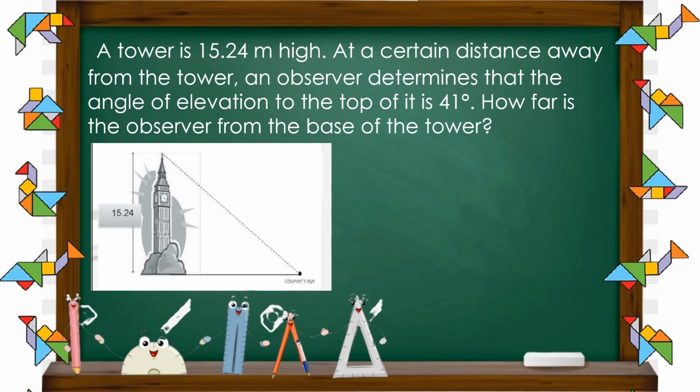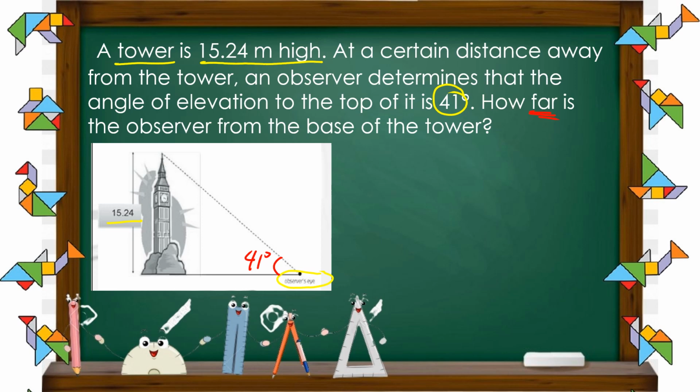So let me read the problem. A tower is 15.24 meters high. Let's underline that one. So 15.24 meters high, the tower. Then, a certain distance away from the tower, an observer, maybe on this place, determines that the angle of elevation to the top is 41 degrees. This is not written on the learner's pocket. So this is 41 degrees. How far is the observer from the tower?